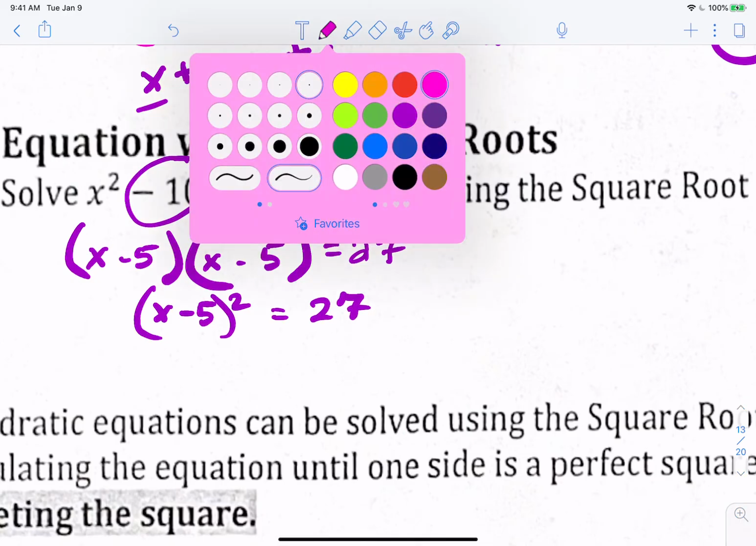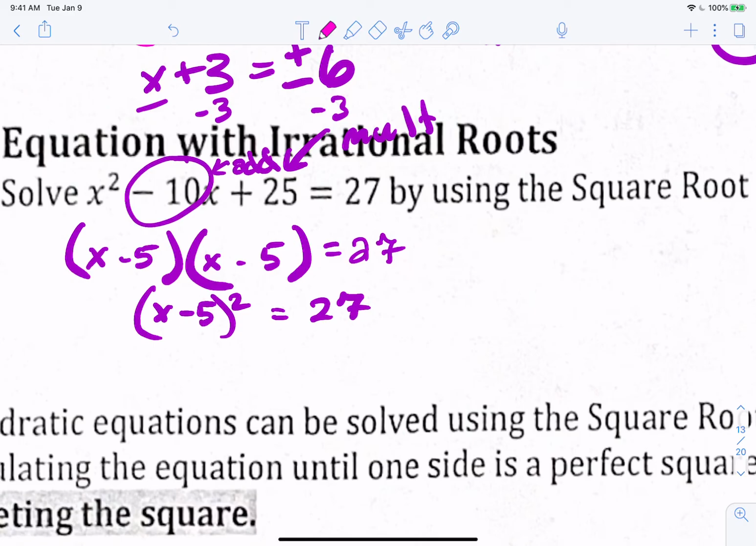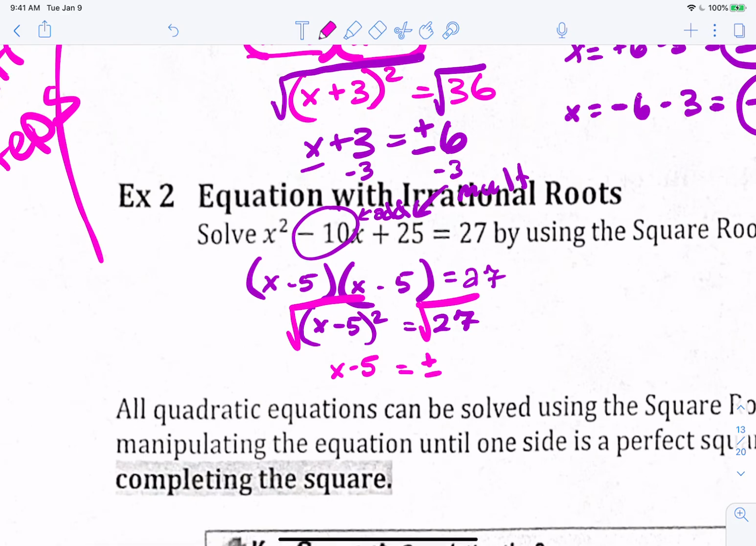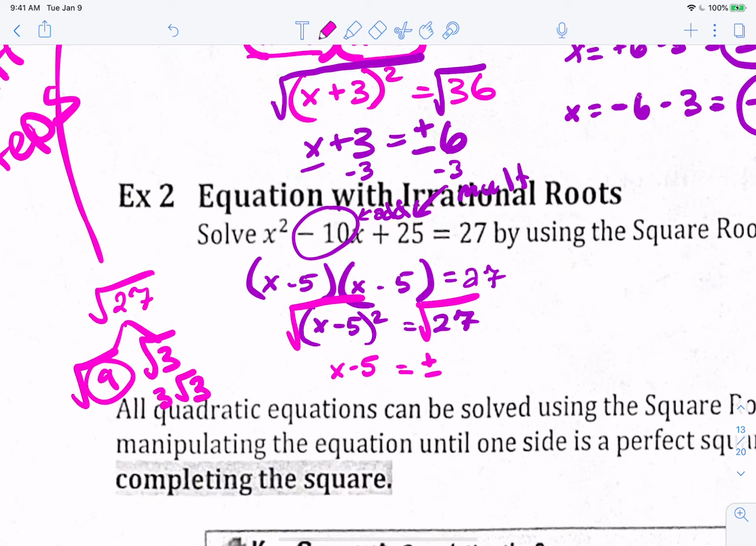What's the square root of 25? Just wait. So now, what do we do? Take the square root. X minus 5 falls out, and I want the square root of 27, which is plus and minus the square root of 27, except the square root of 27 doesn't come out nicely like 36 does. So we break it down. What can 27 break down into? 9 and 3. The square root of 9 is 3, and the square root of 3 stays.